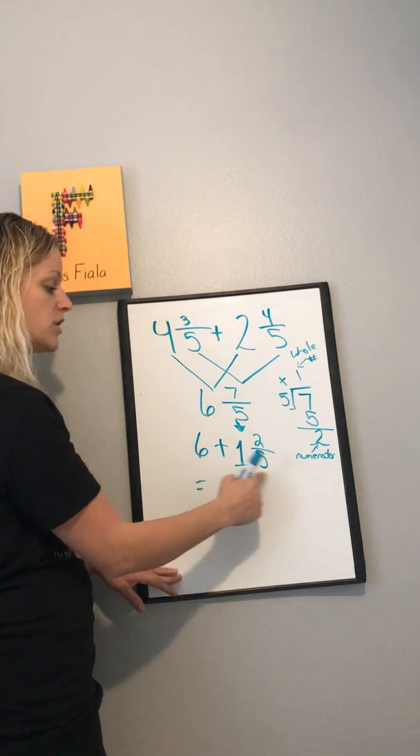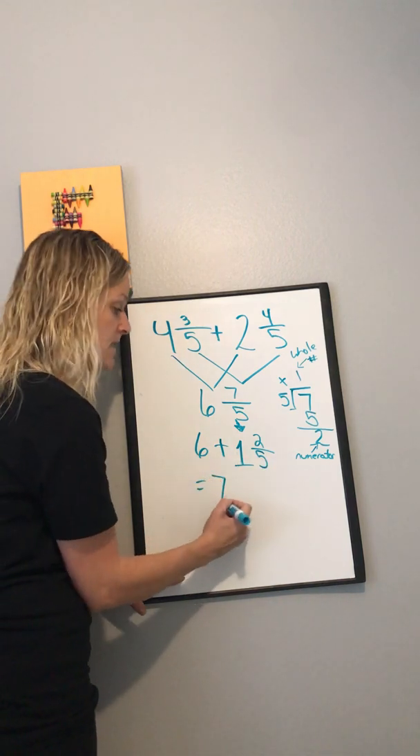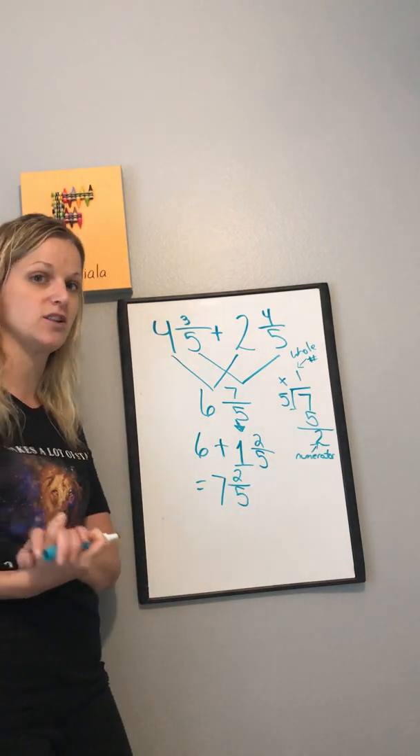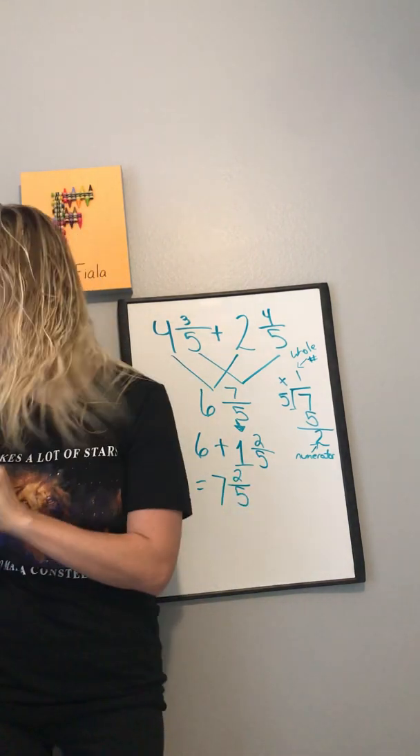So 6 plus 1 and 2/5. 6 plus 1 is 7, and then I just add on my 2/5 there. 7 and 2/5 is my final answer. Okay? Alrighty, let's do another one.